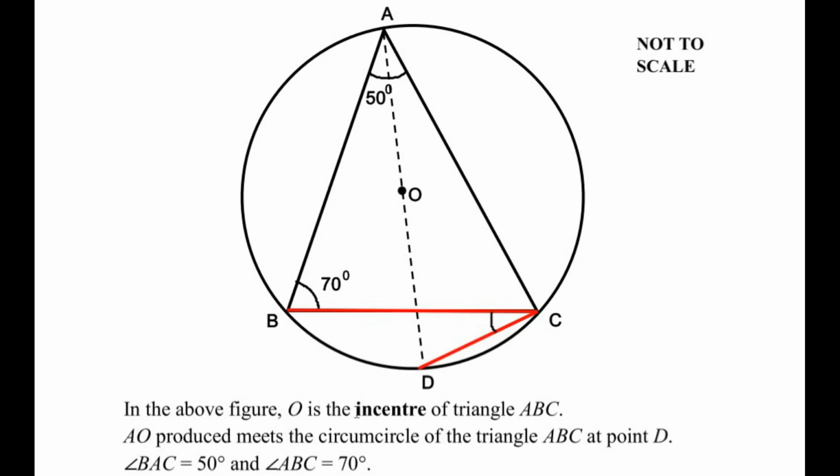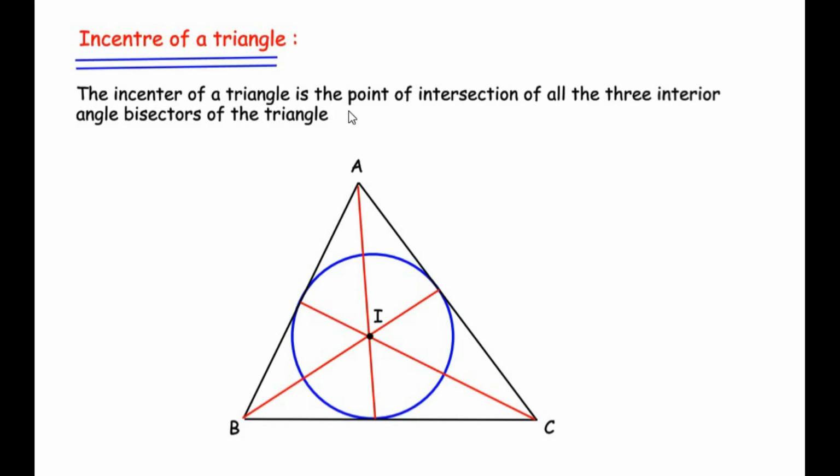Next, let us understand the meaning of the incenter of a given triangle. The incenter of a triangle is the point of intersection of all three interior angle bisectors of the triangle. Now you can see that I have drawn a triangle ABC, and through each vertex I have drawn an angle bisector. An angle bisector is a line which divides the angle into two equal halves. For example, if angle A is 100 degrees, this line divides the 100 degrees into 50 degrees and 50 degrees. Likewise, if we draw the angle bisectors through the remaining two angles, the point at which all three meet is called the incenter of the triangle.